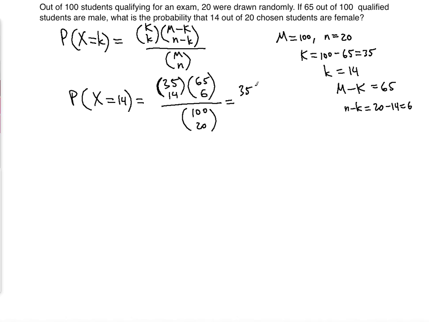So that's going to be 35C14 multiplied by 65C6 divided by 100C20. Right, and if you do this right, you should get an answer rounded to the nearest 10,000th as 0.0004.